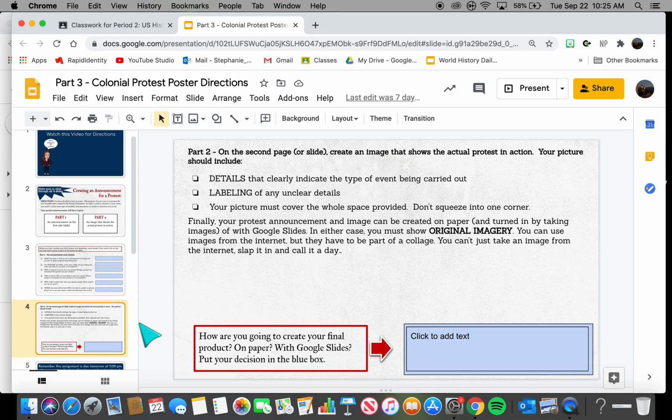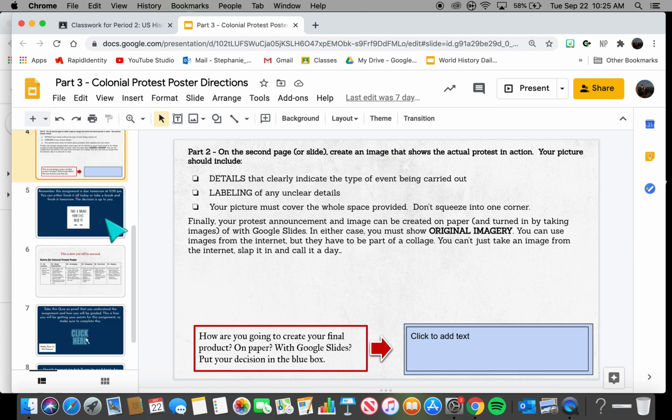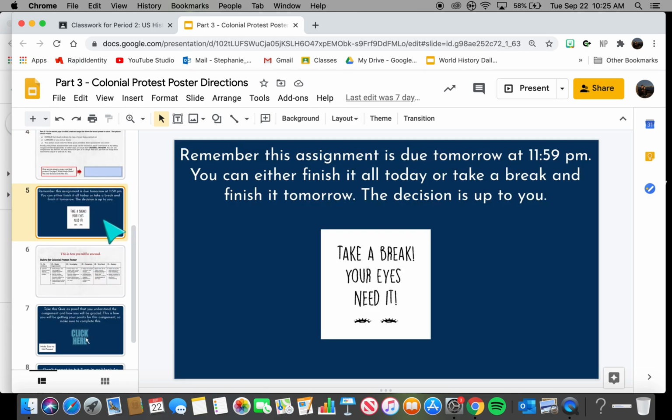So how are you going to create your final product? Are you going to put it on paper? Are you going to use Google Slides with images from the internet? Put your decision in this blue box right here and tell me what you're going to do. This next one is just telling you that this is due tomorrow, so you can either finish this assignment tomorrow or you can finish it today.